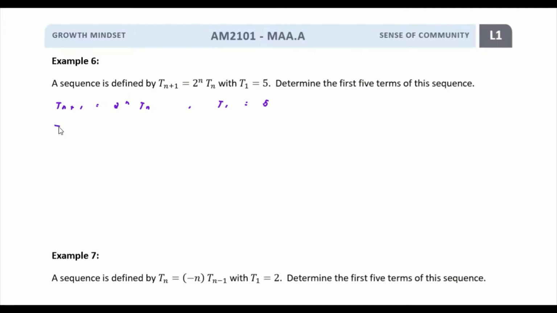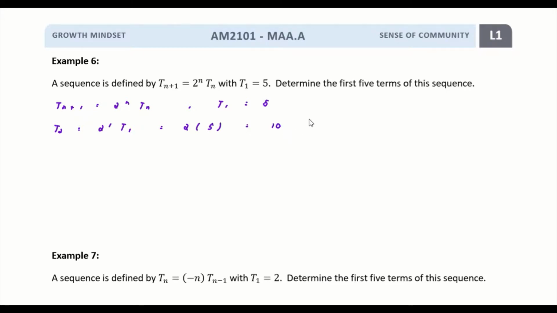Same thing, let's try to find our T2. If T(n+1) is T2, meaning Tn is T1, then what is our n at this place? It is 1, am I right? That's why 2 power 1 and then T1. Let me explain again. Because T(n+1), we are finding T2, how do you get 2? It is 1 plus 1. So in this question, our n is 1, so you write 2 power 1 times T1. That gives us 2 power 1, which is 2, multiplied with T1, which is 5. So that gives us 10.